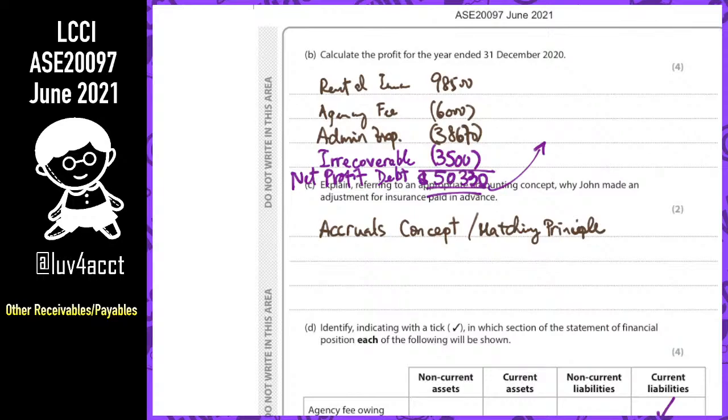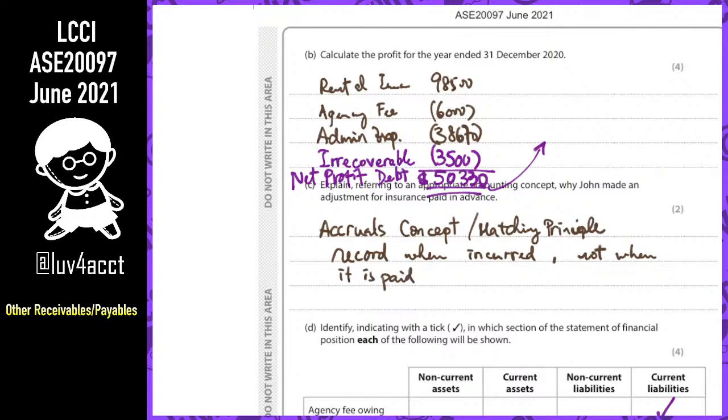So it is because of the accruals concept. It is an application of this concept. But then two marks, you have to explain. So this accruals concept means that we have to record our expenses when it is incurred, not when it is paid.